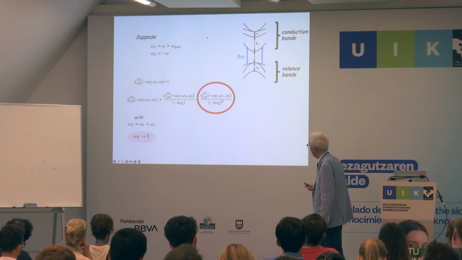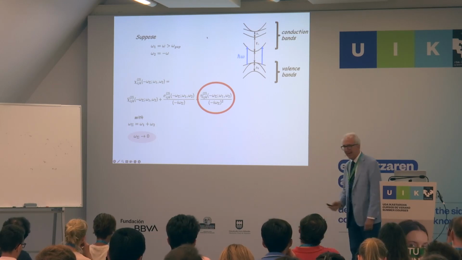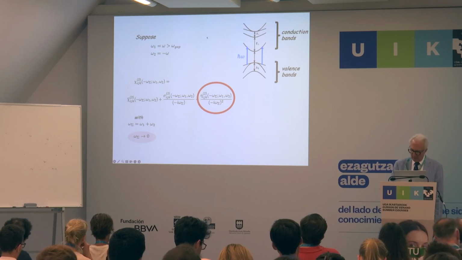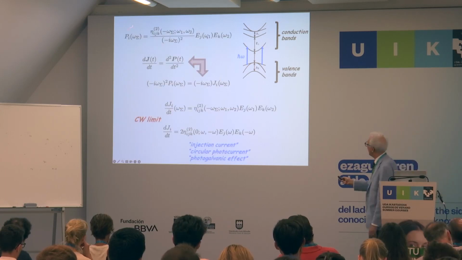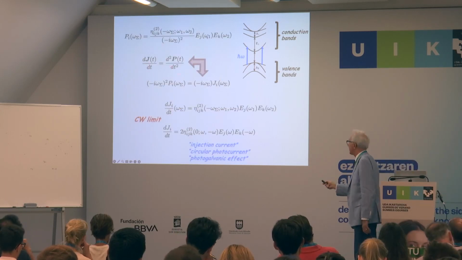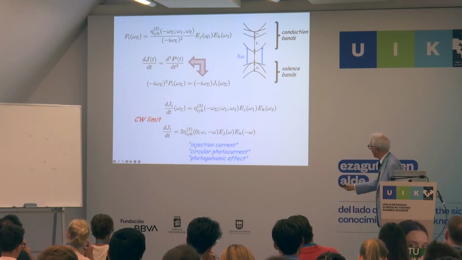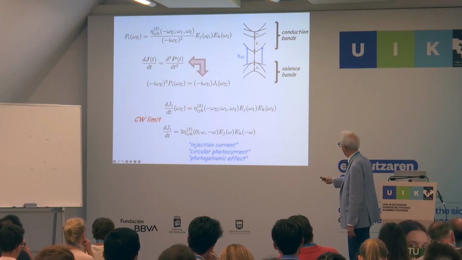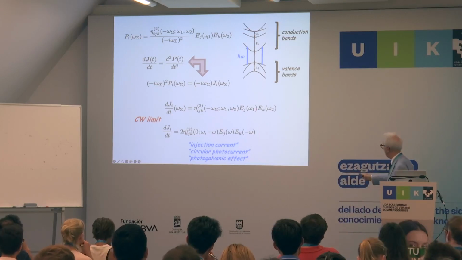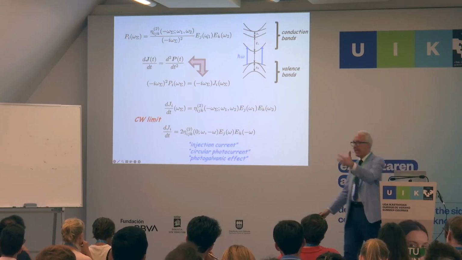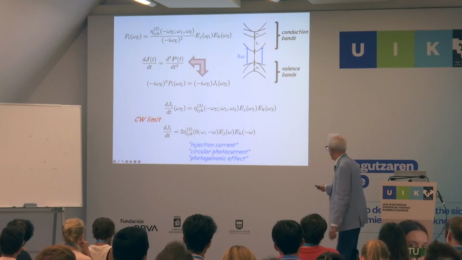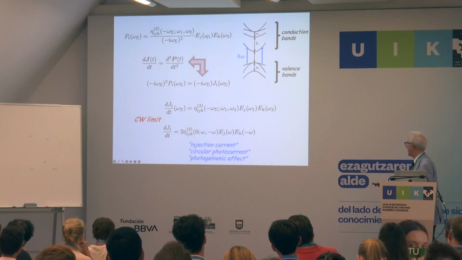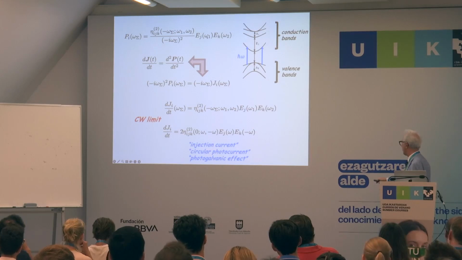Let's look at this term here, now the eta term. Same sort of story. Again, we remember that J is dP/dt. So this says I'm getting a dJ/dt at eta, described by this eta, that goes like E of the omegas. In the CW limit, I'm now getting a dJ/dt that is proportional to the intensity. This is sometimes called an injection current, or a circular photocurrent, or a photogalvanic effect.